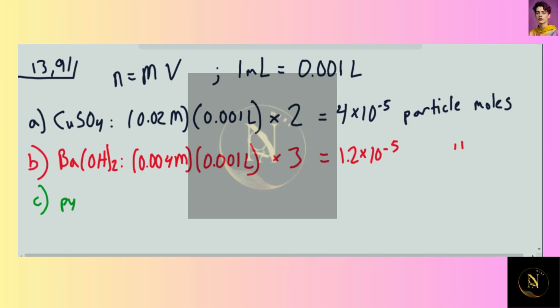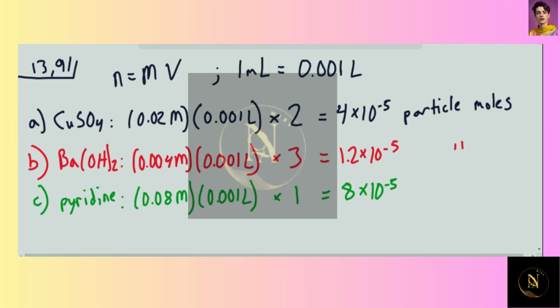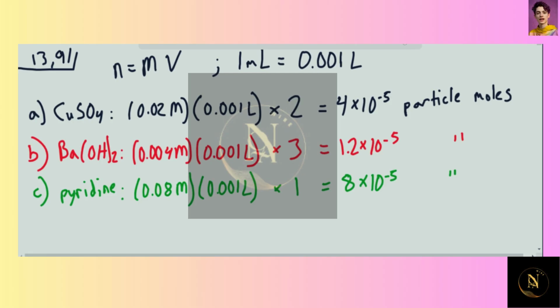In part C, we're given pyridine, basically benzene with one of the carbons replaced with nitrogen. The concentration is 0.08 molarity. We multiply by the same volume. Pyridine does not dissociate at all when it's dissolved in water, since it's a completely organic compound. So we have a value of 8 times 10 to the minus 5 moles, or particle moles. We only multiplied by 1 with pyridine because there is no dissociation for it.